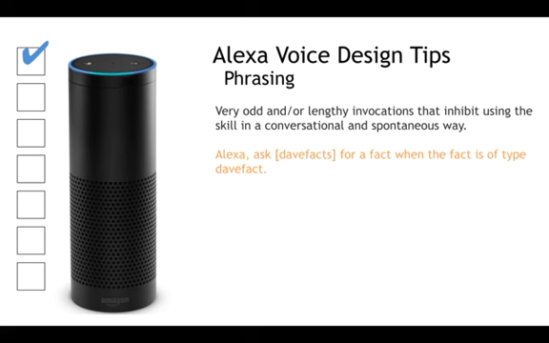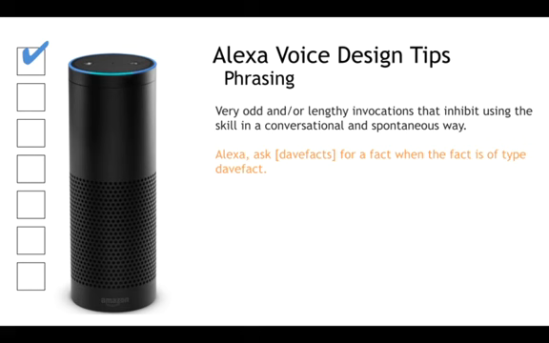Sometimes it helps a lot to think about these things from a user's perspective, rather than just from our development side. So phrasing is very important. Make sure your phrases are not odd or too lengthy, because users will forget them or will have a hard time saying them, and even though they're trying to use your skill, they won't be able to, and they probably won't try to come back to it too many times. So it's something you should really keep in mind.